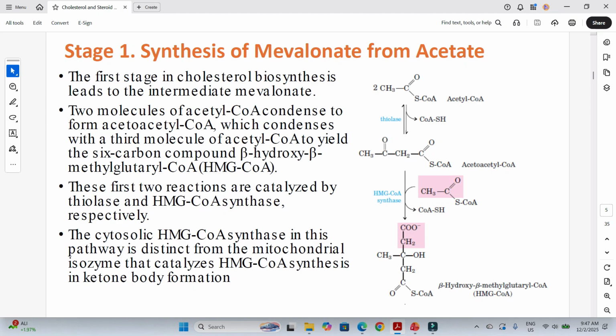So this is 3 molecules of acetyl CoA essentially condensing to form beta-hydroxy-beta-methylglutaryl CoA. So what enzyme catalyzes that? HMG CoA synthase. But is that the end of stage 1 of the biosynthesis of cholesterol? No. Beta-hydroxy-methylglutaryl CoA will need to be transformed into mevalonate. And how does that happen?